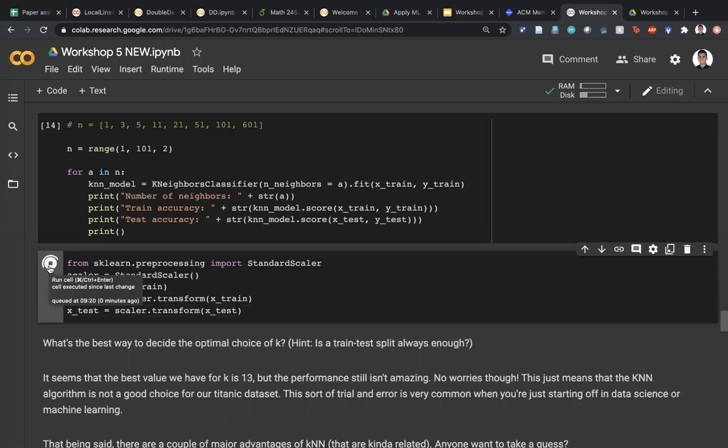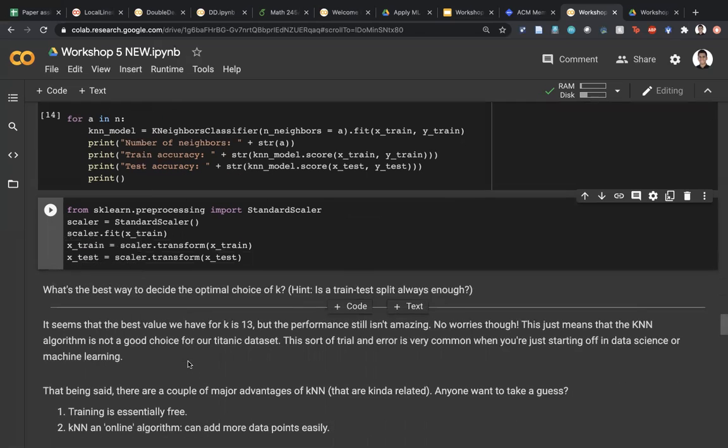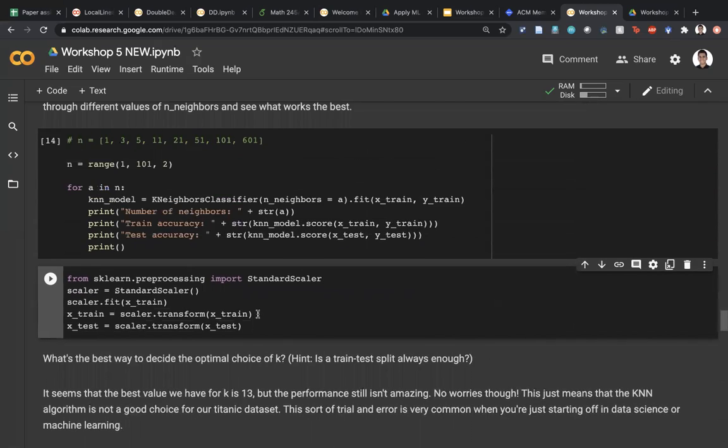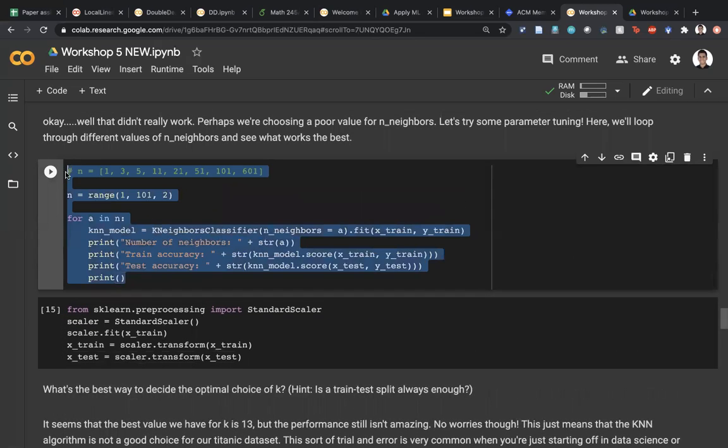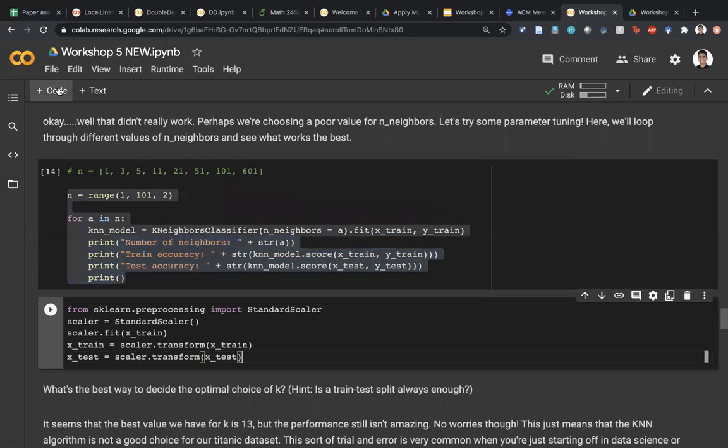Now if we run that chunk, that will scale our data. And then if we go ahead and run the chunk of code above to see if our optimal value for k has changed, hopefully we'll see some increased performance. It's also possible that we don't though.